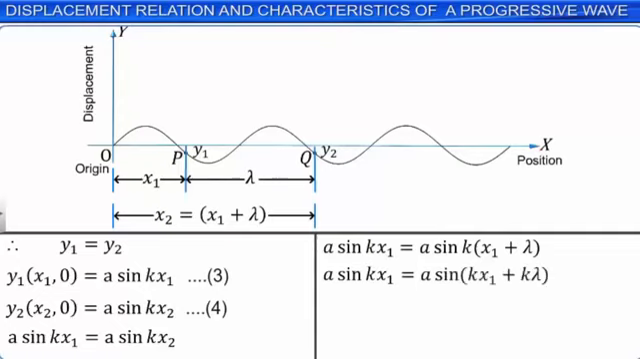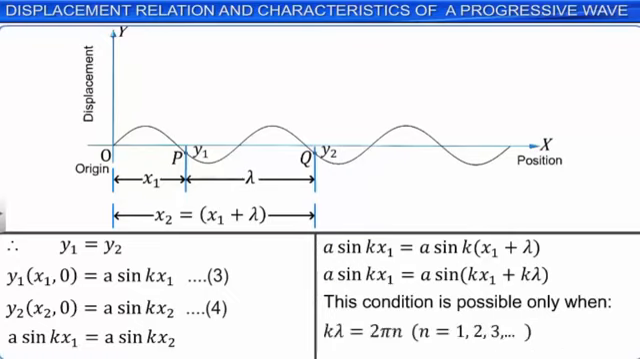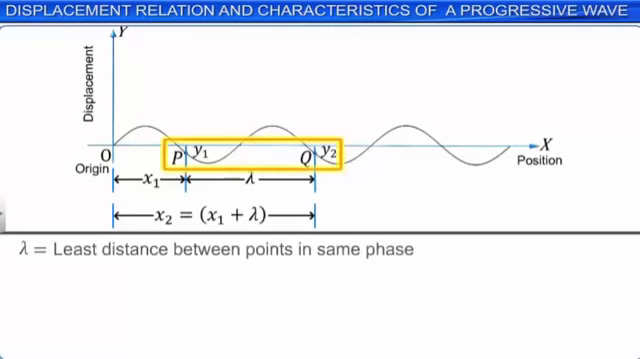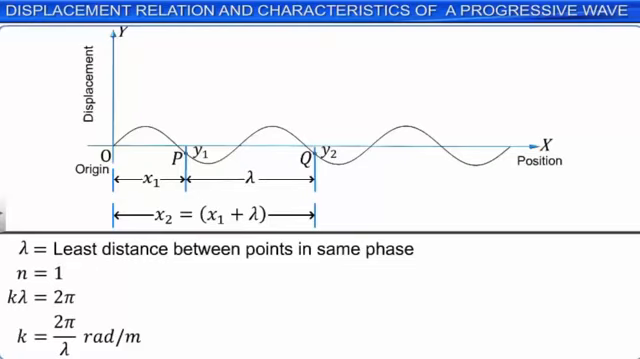We have defined lambda as the least distance between two points in the same phase. Therefore, for the least value of n, that is 1, k lambda is equal to 2 pi. K is equal to 2 pi by lambda. Therefore, the propagation constant or the angular wave number k is denoted by k is equal to 2 pi by lambda radians per meter. The SI unit of angular wave number k is radians per meter. As radians are only a number, usually units of k are written as the value per meter.